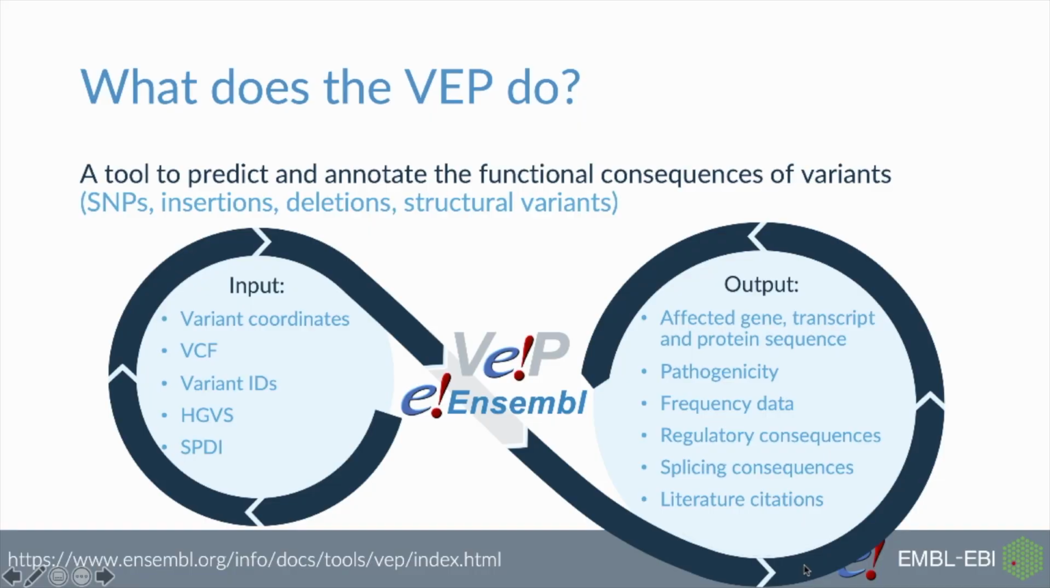VEP is a tool that allows variant annotation, and it doesn't matter whether the variants are known or whether they are novel. So let's say if you got results from your sequencing experiment and you found some variants, VEP can annotate them for you. What it does, it takes a list of input variants described in different formats, and then it talks extensively to Ensembl, pulling out all sorts of information you might be interested in.